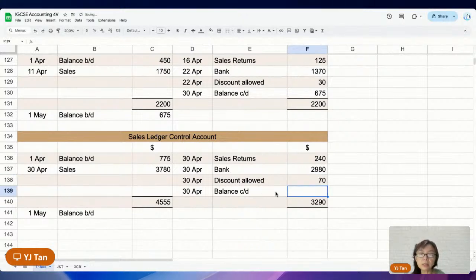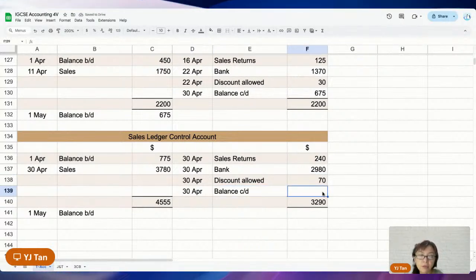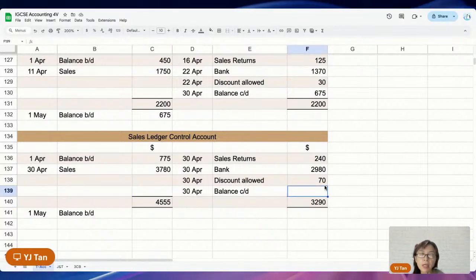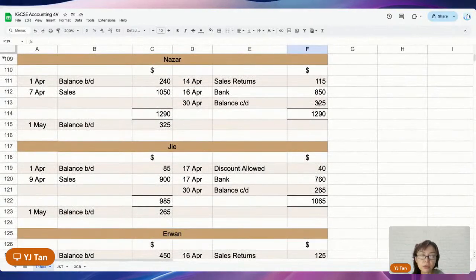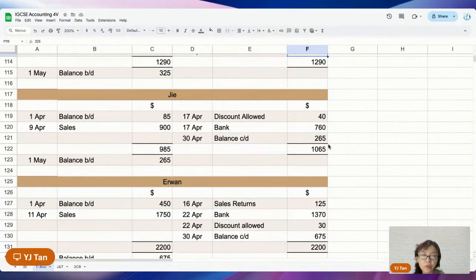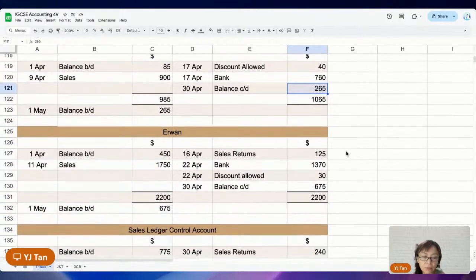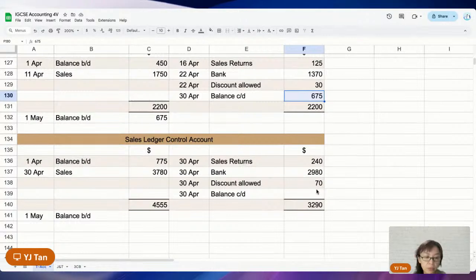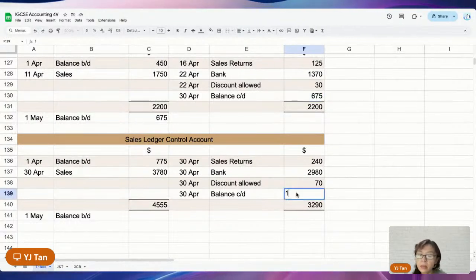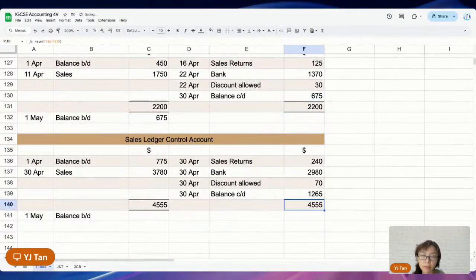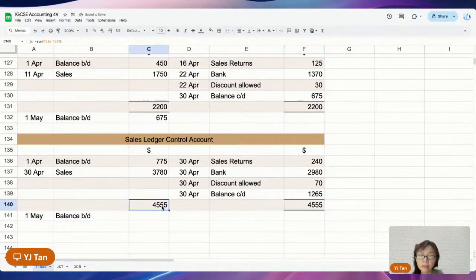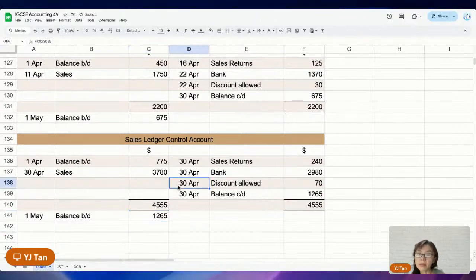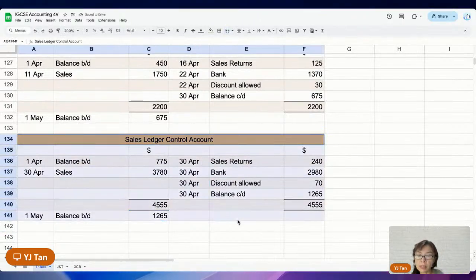All right, so in terms of this balance, you have two choices. You can just take this amount minus this amount, and you get this. Or another possibility is you total this 325 plus 265 plus 675, and you will get 1,265. Then both sides are balanced. So you just put this 1,265 here, done. So your sales ledger control account is done.